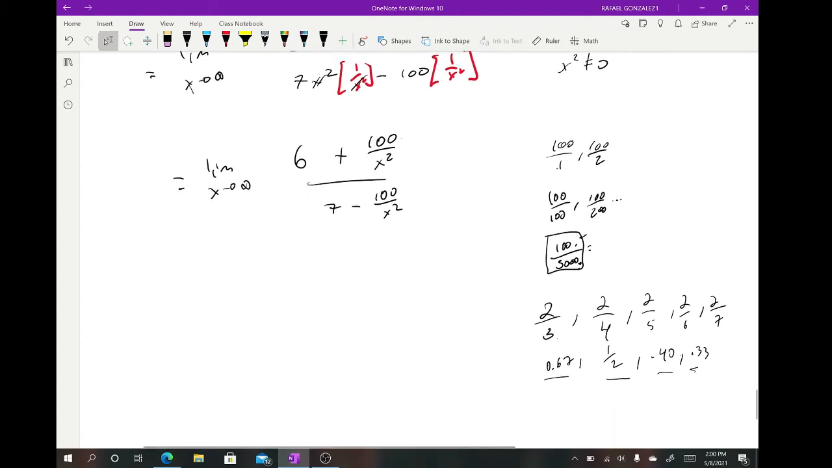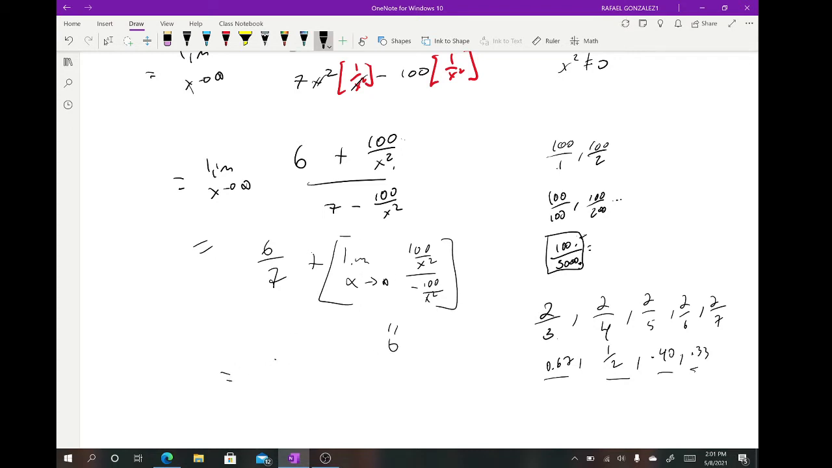Anyway, as we take the limit, the 6 and the 7 have nothing to do with x, so they stay the same. But 100 over x squared, that limit is going to 0. So I pull out the 6 over 7, and I'm really taking the limit of 100 over x squared as x goes to infinity, divided by minus 100 over x squared as x goes to infinity. This piece is equal to 0. So we just get 6 over 7 as our limit.